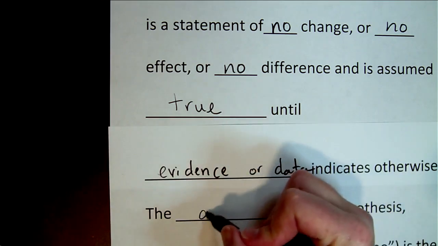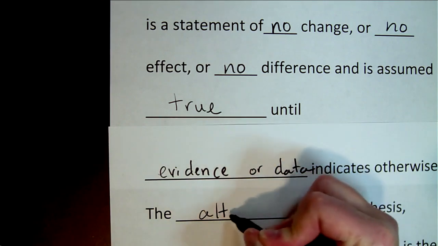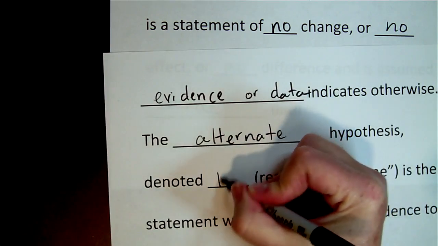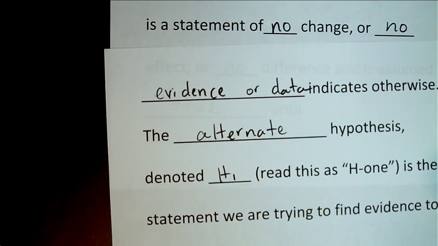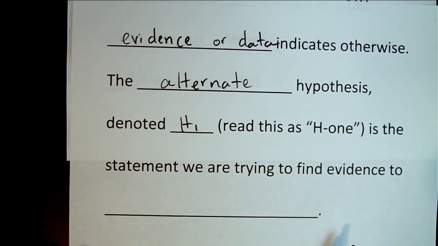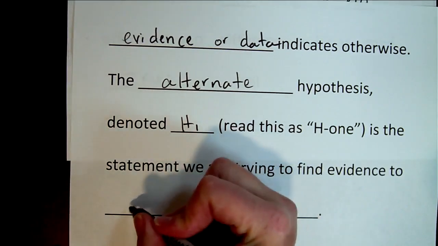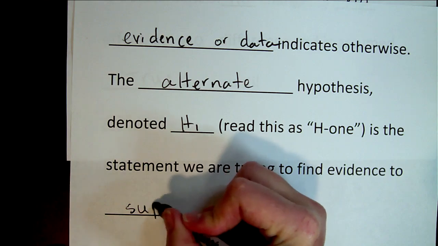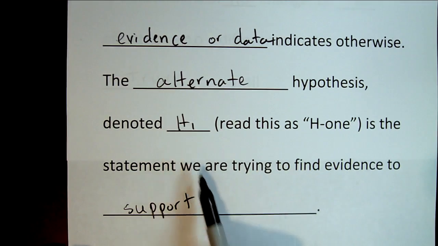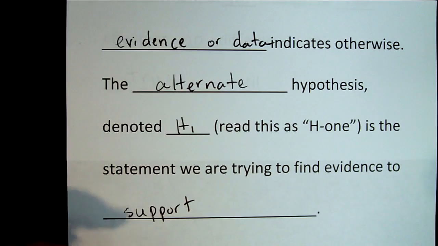The alternate hypothesis, denoted H sub 1, or even just H1, is the statement we are trying to find evidence to support. So this alternate hypothesis is the one that you kind of think of as the hypothesis that leaps out at you from the statement of the problem.